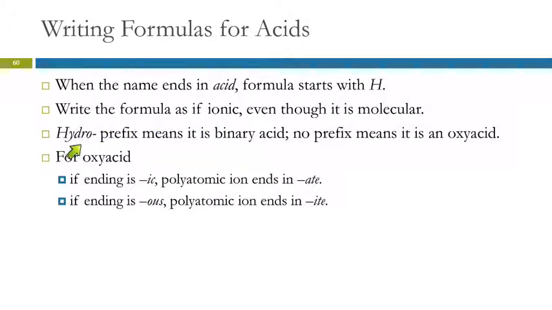If it starts with hydro, then it's a binary or the other kind of acid. If there's no prefix at the beginning, no hydro, then it's an oxyacid. So for oxyacids, you look at the name. If the name is something like sulfuric, then you change ic to ate. That would be sulfate ion. If it ends in us, like nitrous acid, then you change that to ite. So it's the reverse of writing the names.